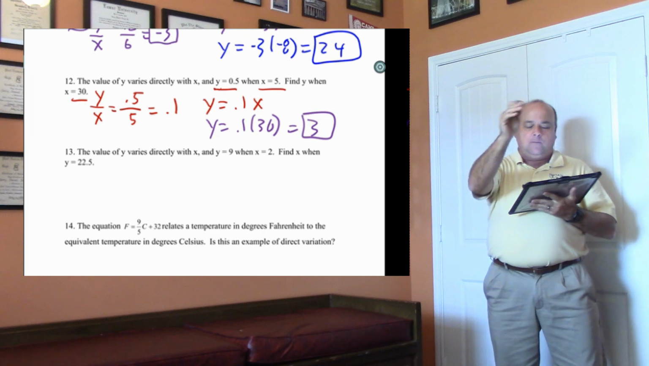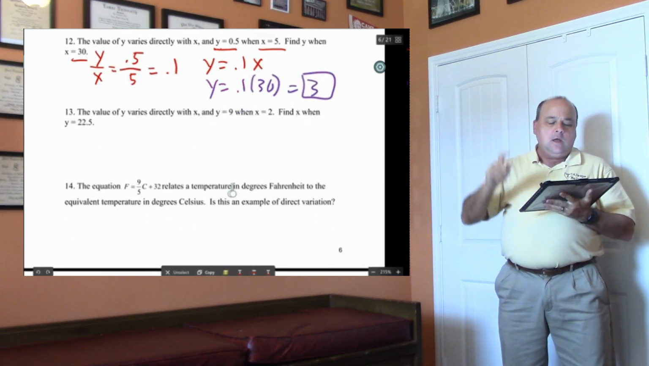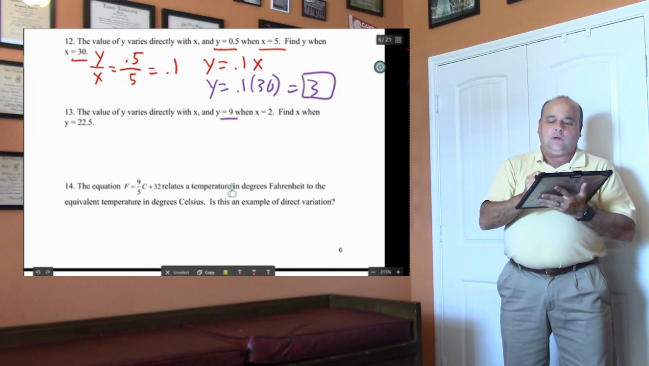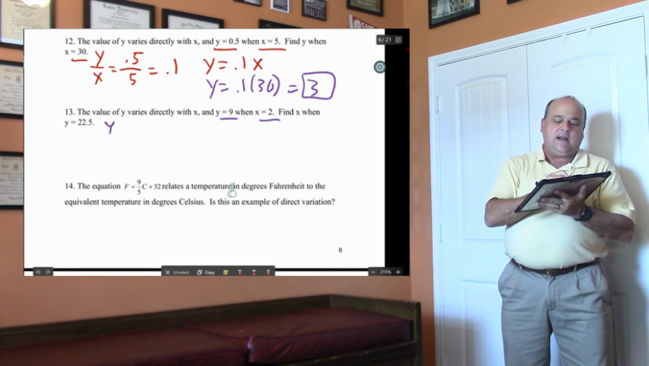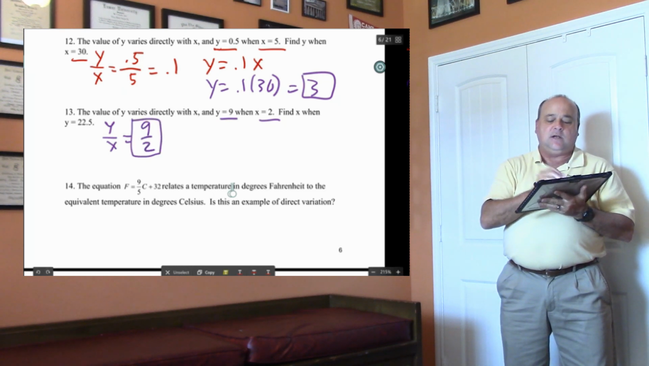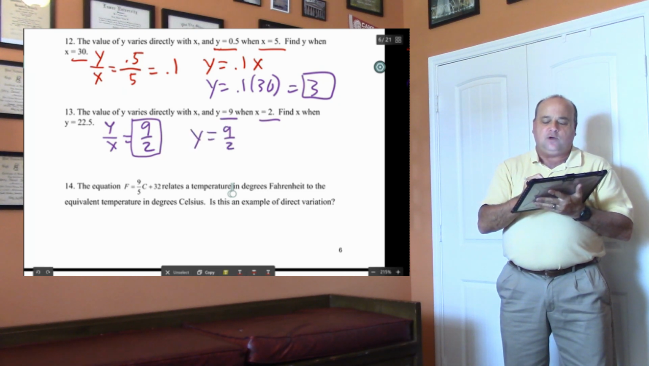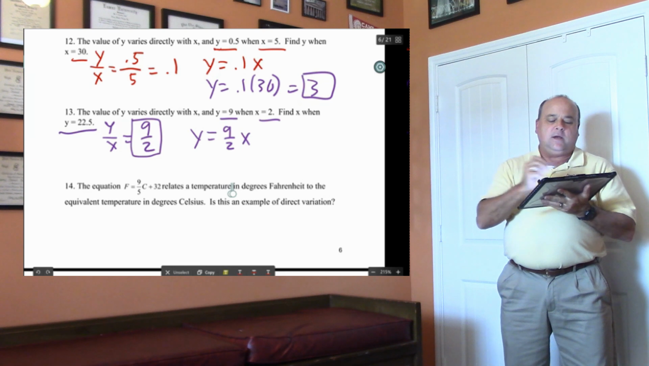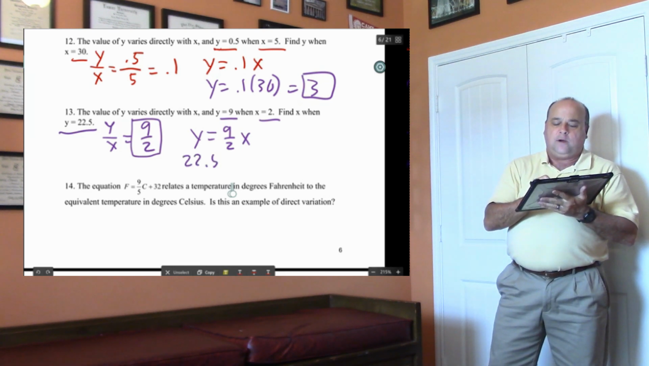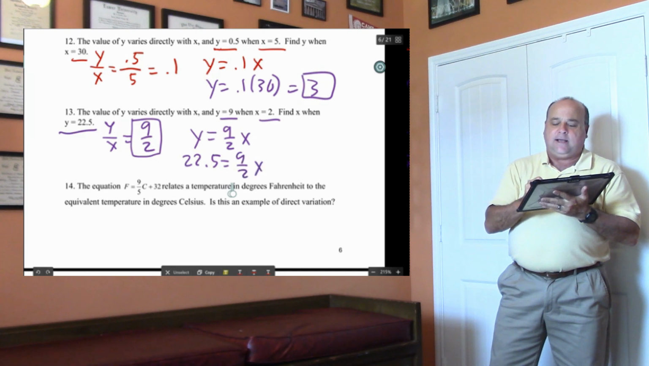Now then, we're going to do one more. Okay. Y varies directly with x. Okay. Y is equal to 9, x is equal to 2. So write down y over x, put 9 over 2, and that doesn't simplify, does it? So that's my constant of variation. Leave it as a fraction. Now then, write down y equals 9 over 2x, and on this one we know y is 22 and 5/10. So I'm going to write 22.5 equals 9 over 2x.